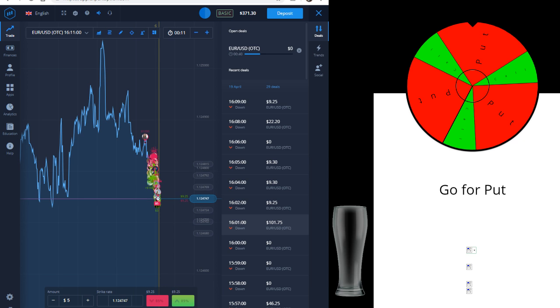Okay, so my balance stands at 371. And how is that so?